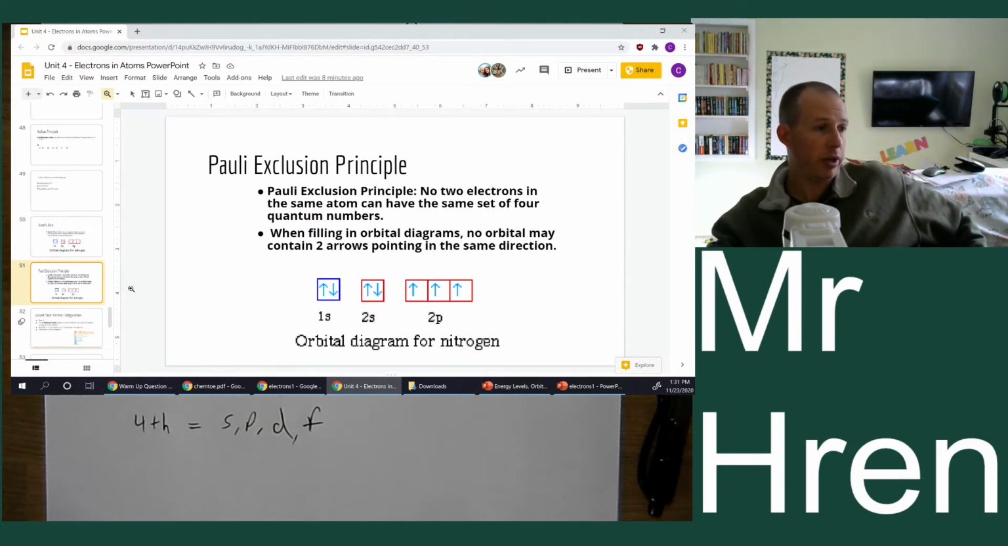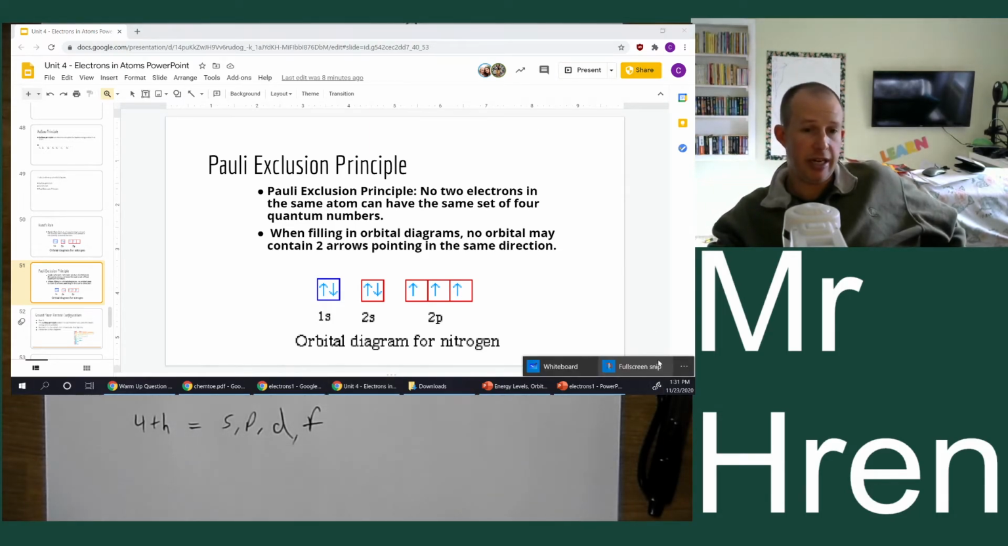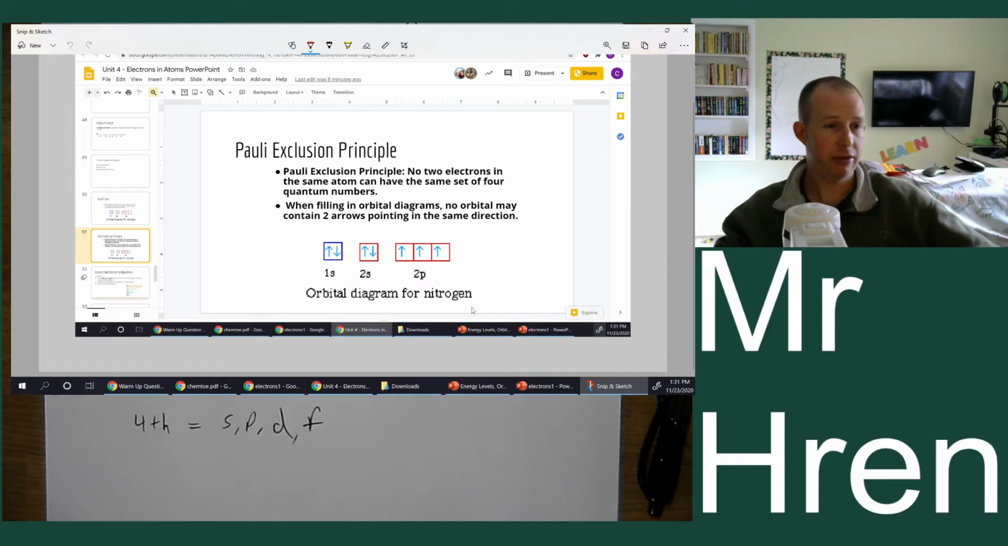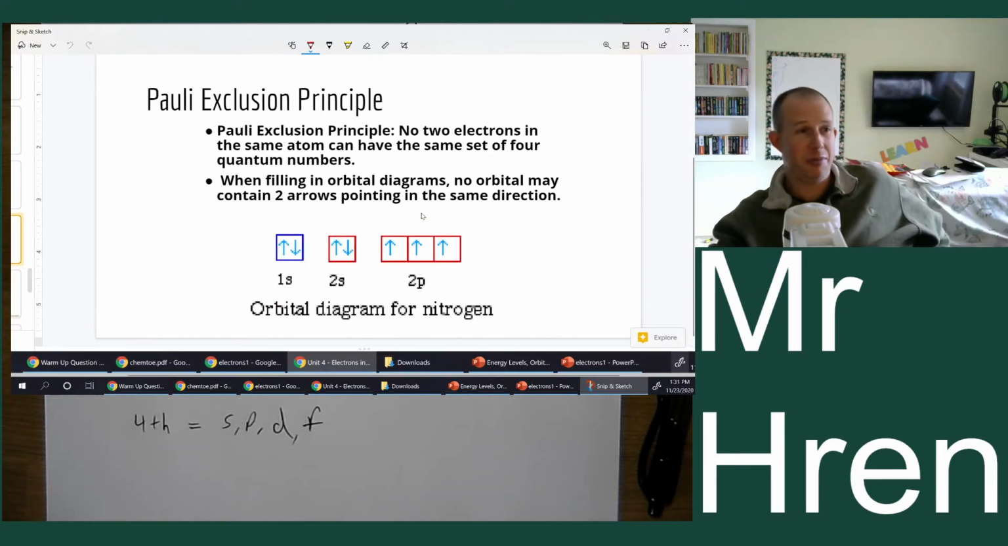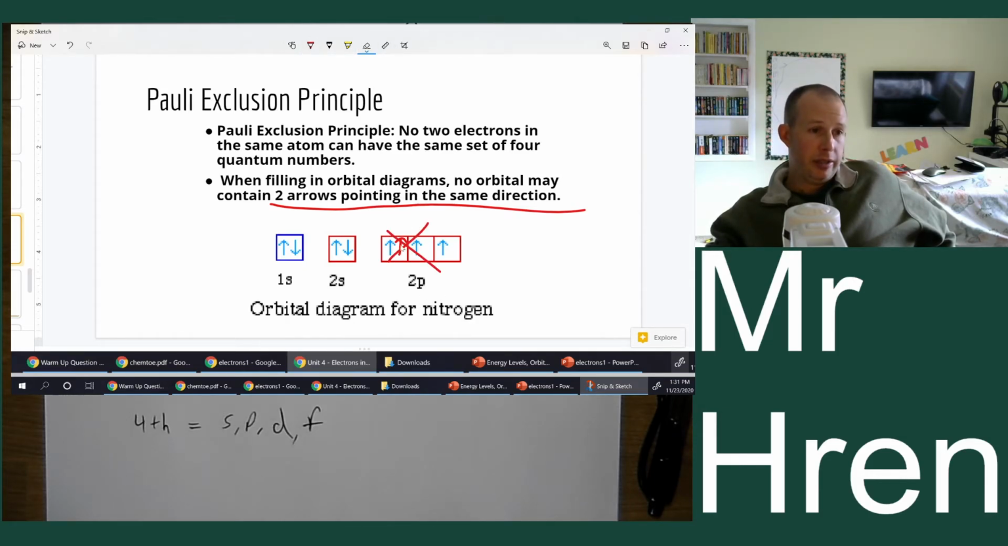So let's keep going. And finally, we have the Pauli exclusion principle. This is a lot of stuff here, and in reality, all the Pauli exclusion principle says is that you can't have 2 arrows pointing in the same direction in the same orbital. So it means that you will never have 2 electrons like that. No. Instead, you'll just always have an arrow pointing down.